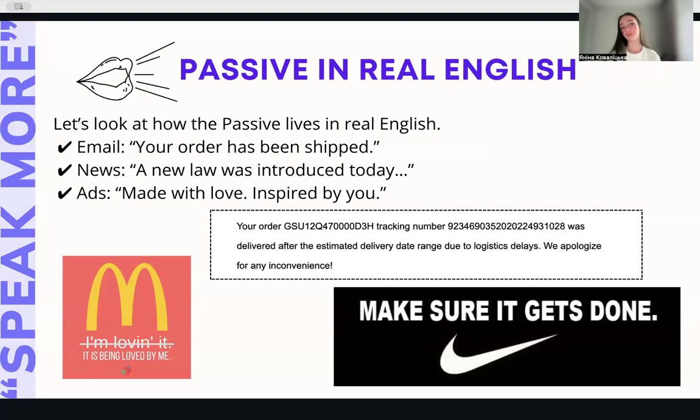Passive in real English. Let's look at how the passive lives in real English. First of all, email. Your order has been shipped. Here's the real evidence. Look at that. Your order with a tracking number was delivered. They didn't mention who delivered my order, or they didn't put it in active voice. They put it in passive voice to make it shorter and make it formal. My order was delivered. That's all I need to know. I don't need to know who delivered my order. No. It was delivered. Thank you.